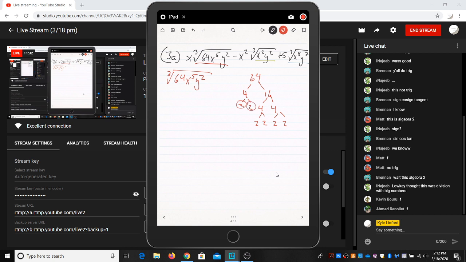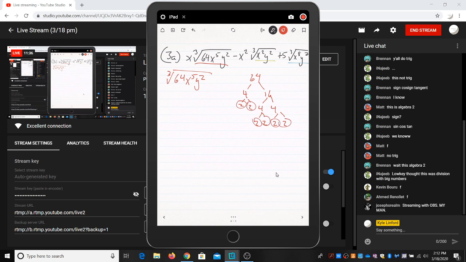So let's see here, 1, 2, 3, 4, 5, 6. 2 to the 6th power is 64. So we're going to take the cube root of 2 to the 6th power, the cube root of x to the 5th, and the cube root of y squared.